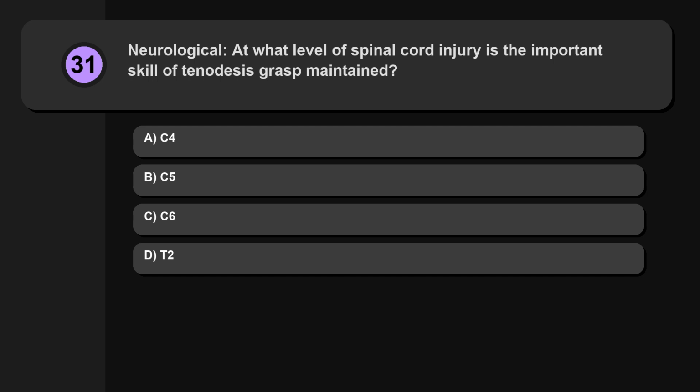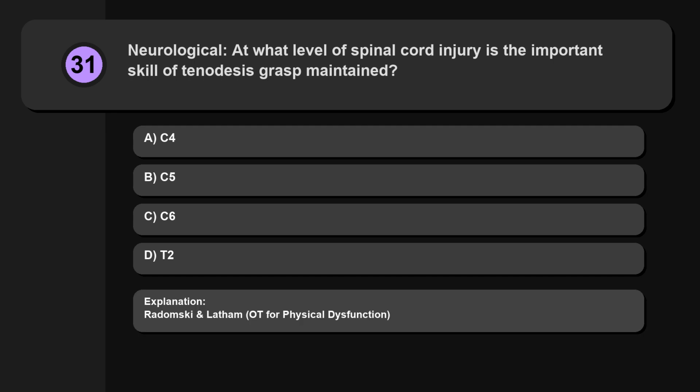Question 31. Neurological. At what level of spinal cord injury is the important skill of tenodesis grasp maintained? Option A. C4. Option B. C5. Option C. C6. Option D. T2. The correct answer is option C. Radomski and Latham, OT for Physical Dysfunction.